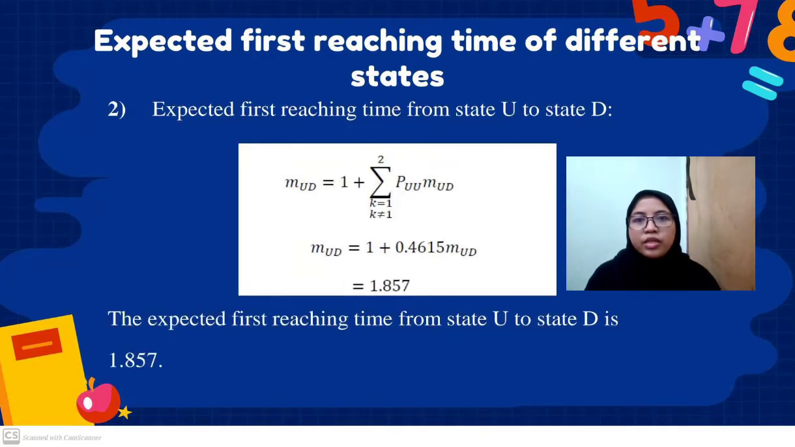Next, we calculate the expected first switching time from state U to state D. It is equal to 1 plus the probability of state U to state U, which is 0.4615, times m_UD. The expected first switching time from state U to state D is 1.857.